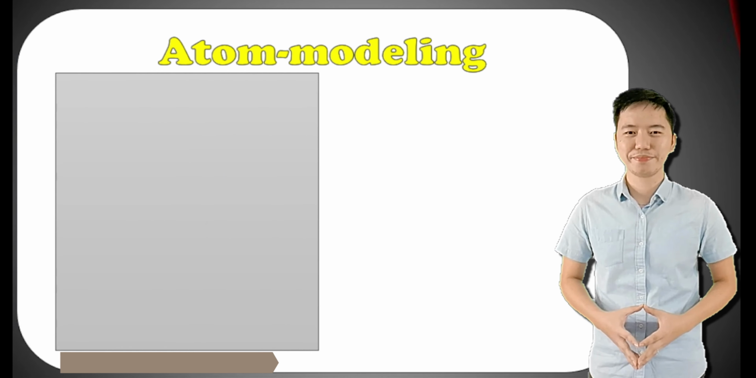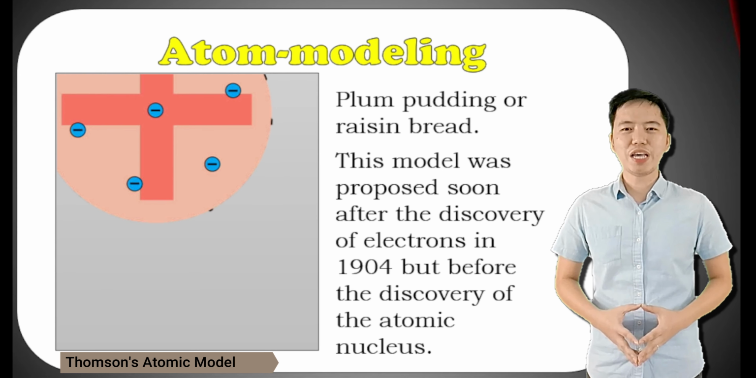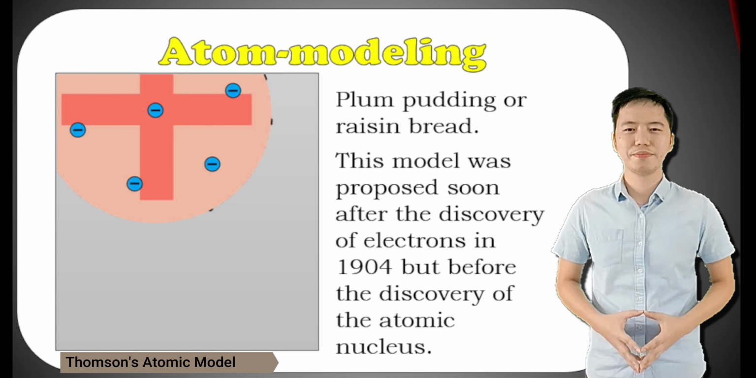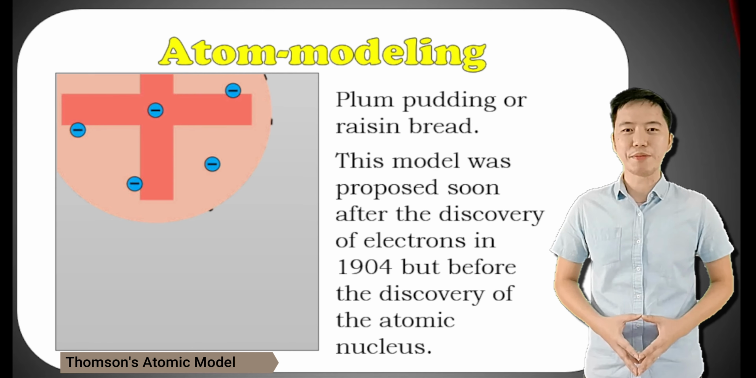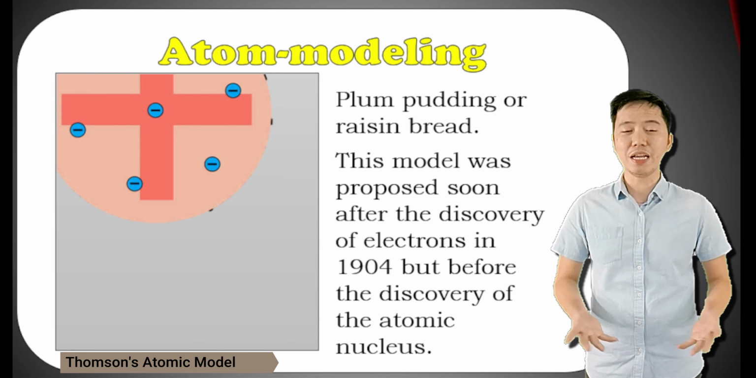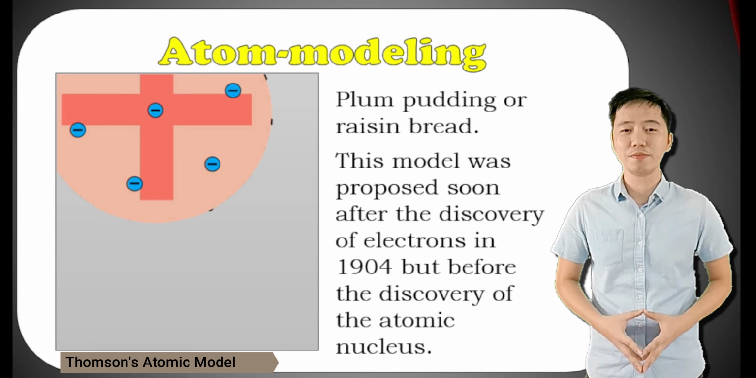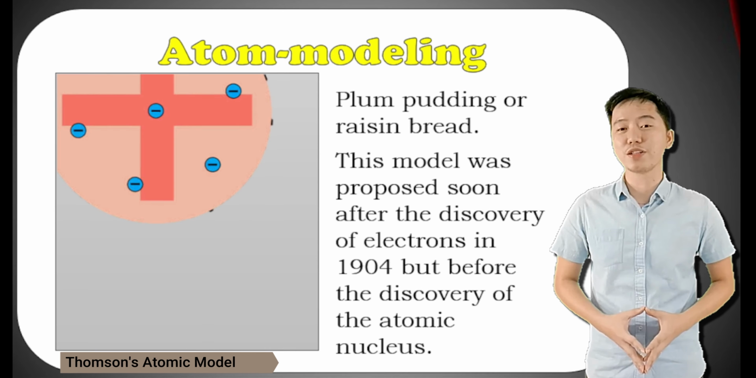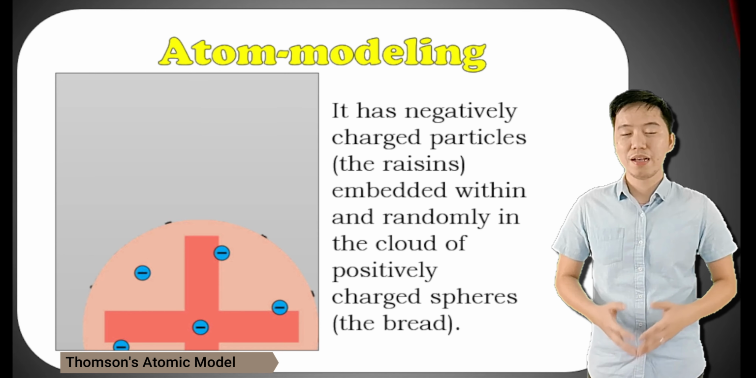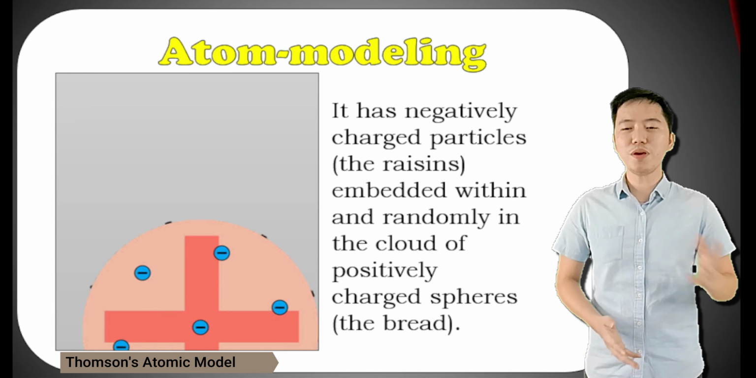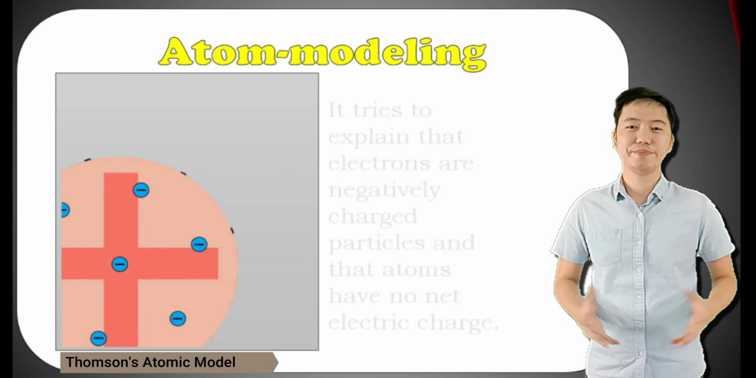Dalton's atomic model. Model number 2. J.J. Thomson's atomic model. This atomic model looks like a plum pudding or a raisin bread. This model was proposed soon after the discovery of electrons in 1904, but before the discovery of the atomic nucleus. It had negatively charged particles, the raisins, embedded randomly in the cloud of positively charged spheres, the bread.